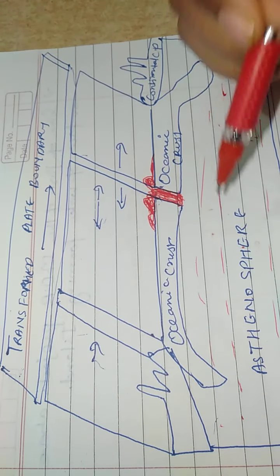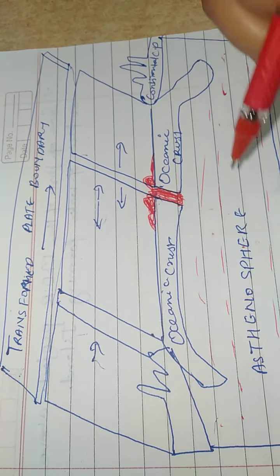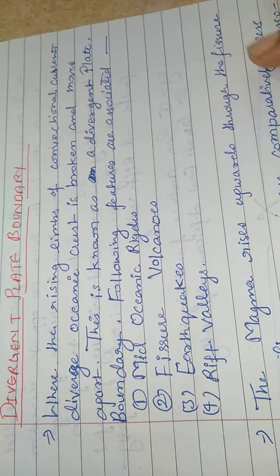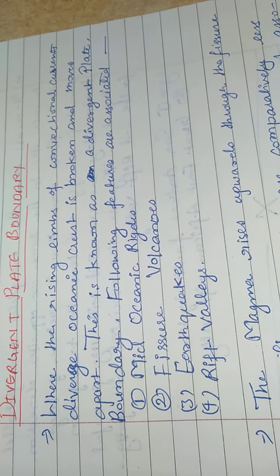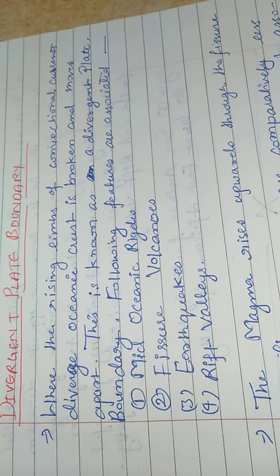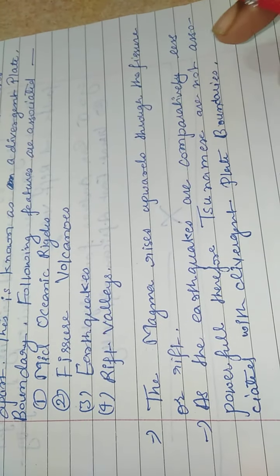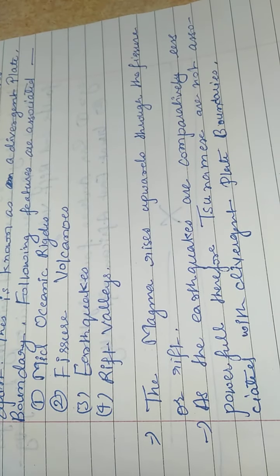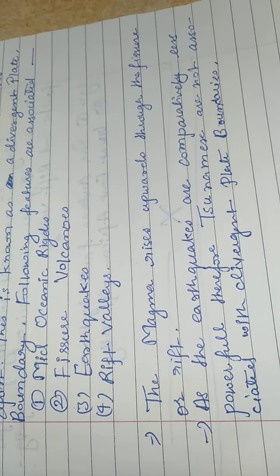Transform plate boundary, oceanic crust, continental crust, asthenosphere. Divergent plate boundary, where the rising limbs of convectional current diverge, oceanic crust is broken and moves apart. This is known as a divergent plate boundary. Following features are associated: mid-oceanic ridge, fissure volcano, earthquake, rift valleys. The magma rises upward through the fissure or rift. As the earthquakes are comparatively less powerful, therefore tsunamis are not associated with divergent plate boundaries.